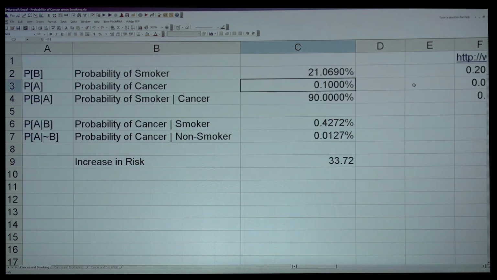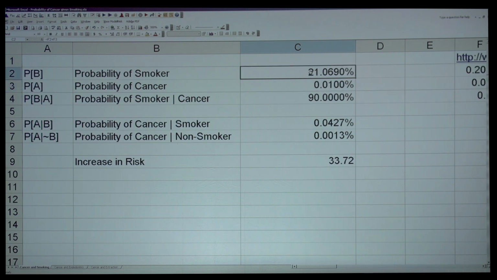If we increase the probability of cancer to 10%, our risk stays the same, but the fixed probability goes up. Everybody saw that, how that happened? Okay, so if the probability of cancer is very small, the probability of getting cancer, given that you're a smoker, is also very small. But the relative risk stays the same.